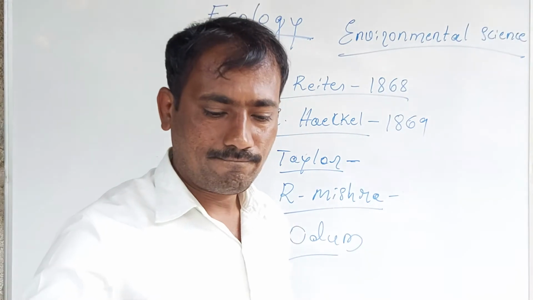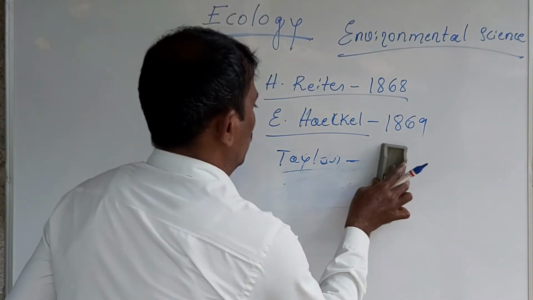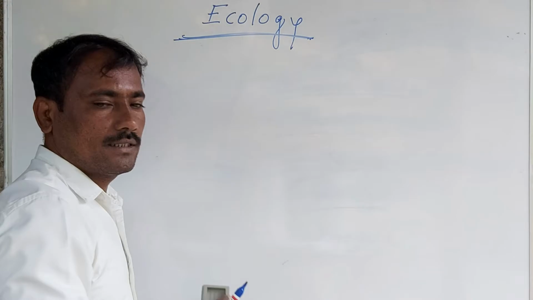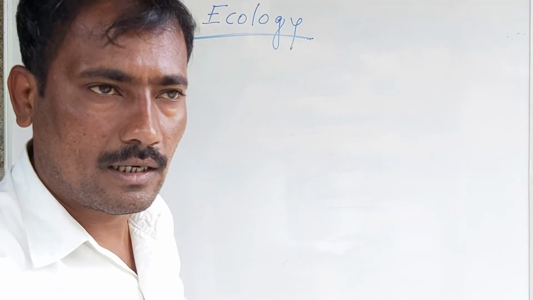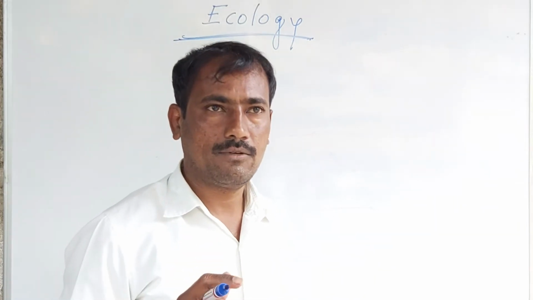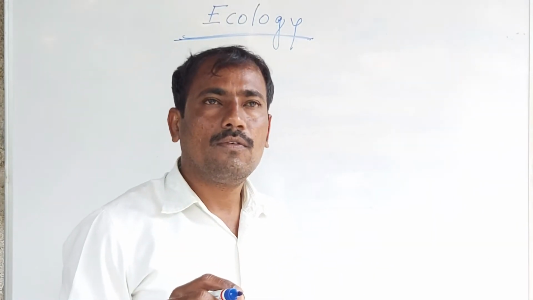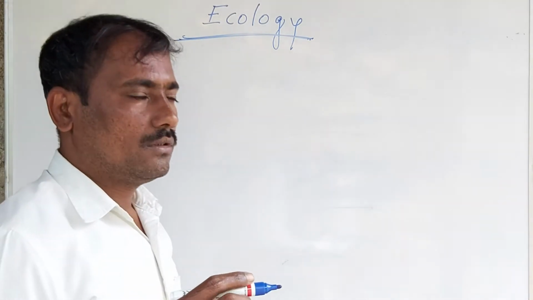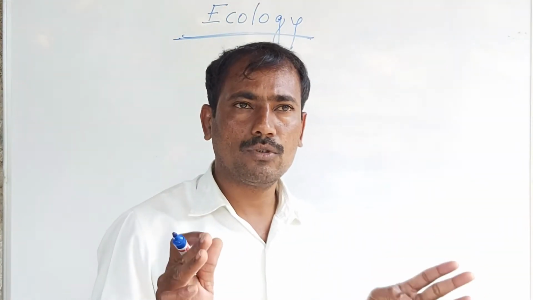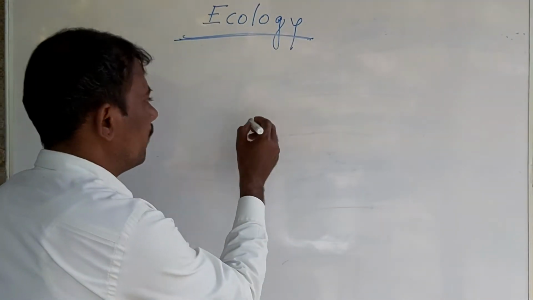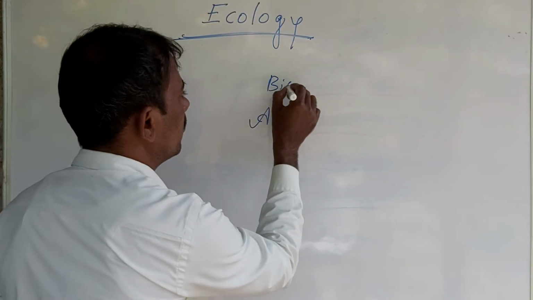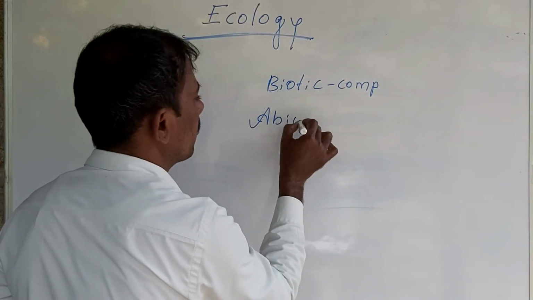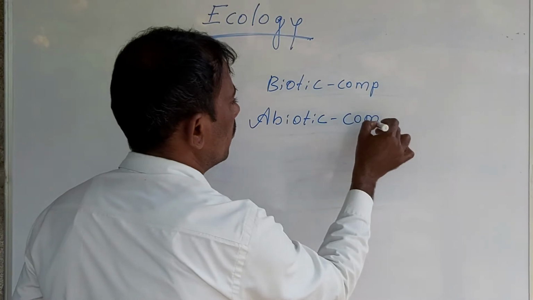So ecology gives us an idea about how the different living organisms exist in an environment. Environment literally means our surroundings. Means what? The surroundings of the living organisms in which they exist. The things of the world are actually composed of two important components: biotic components and abiotic components.